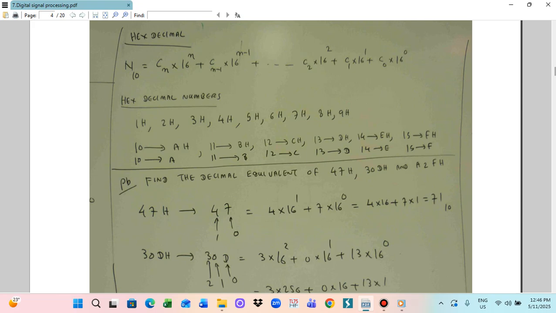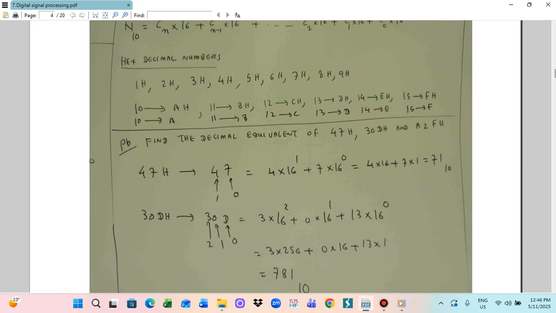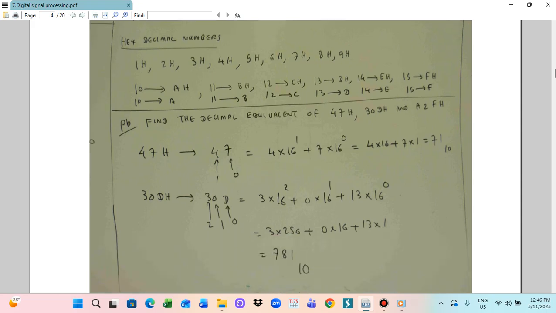Similarly, 30H. So 30H will be 30. 3 is location 1, 0 is location 0. So that will be 3 multiply 16 power 1 plus 0 multiply 16 power 0. So that will be 3 multiply 16 plus 0 multiply 1. The answer will be 48. 16 power 0 is 1.